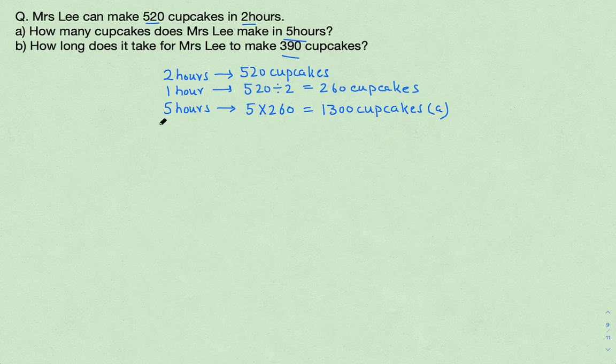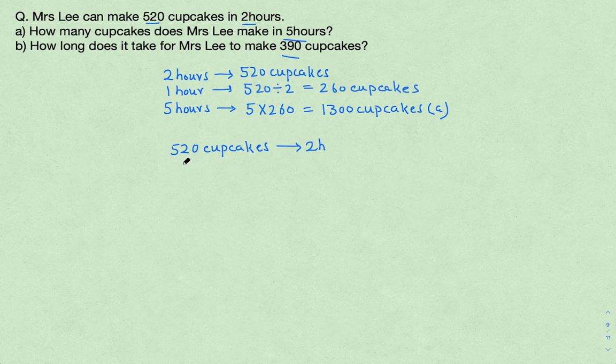Now let's move on to part B. The question is, how long does it take for Mrs. Lee to make 390 cupcakes? So we will still use the same information but in a different way. Look at how I'm solving it. Now we have to find out the time, so we'll write the same information, but we'll write it like this. She is making 520 cupcakes in how much time? She is taking 2 hours.